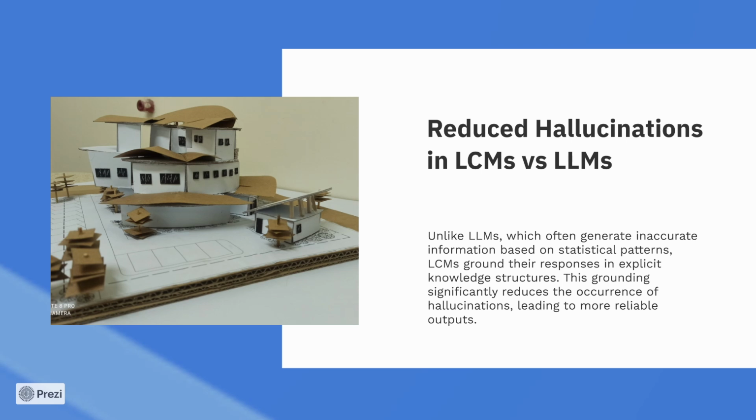Reduced hallucinations (LCM versus LLM). One major limitation of large language models is their tendency to generate hallucinations, confident but incorrect responses based on statistical patterns rather than real knowledge. LCMs overcome this by grounding the response in explicit knowledge structures, significantly reducing misinformation. This makes LCMs more trustworthy and reliable, especially in high-stake domains like healthcare, finance, and legal reasoning.